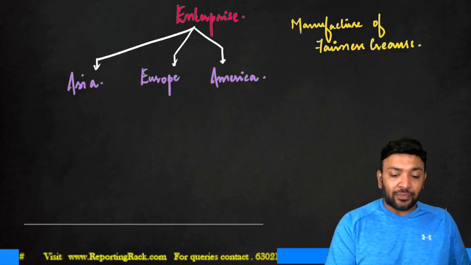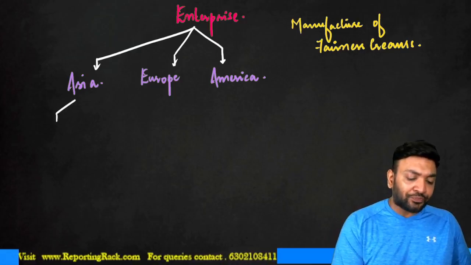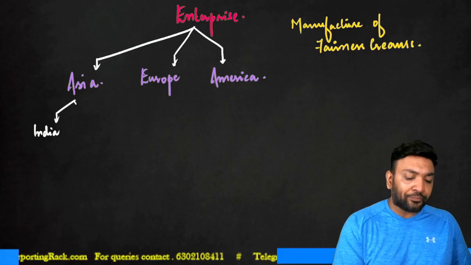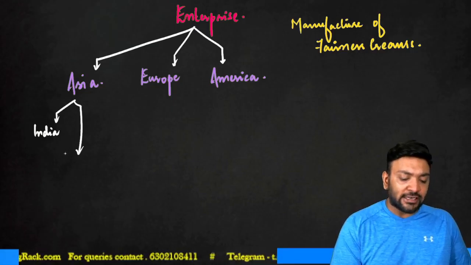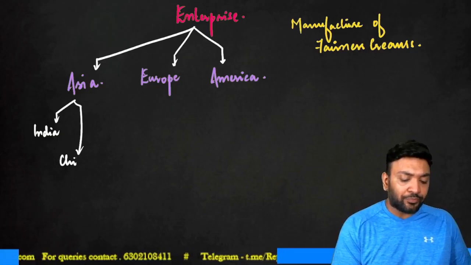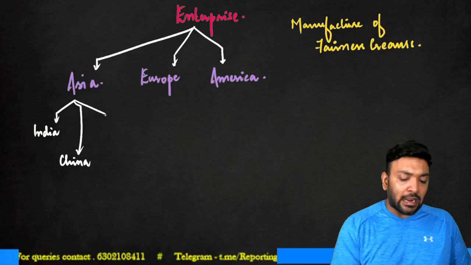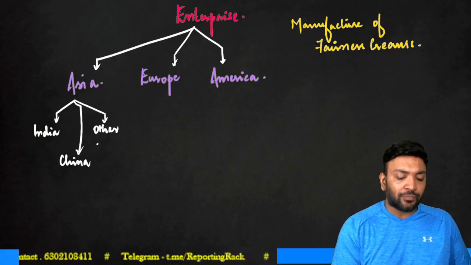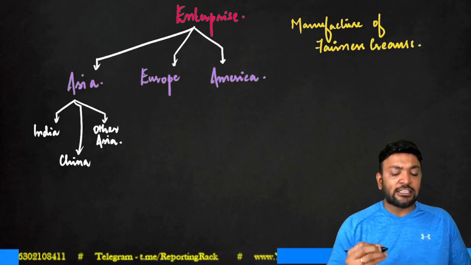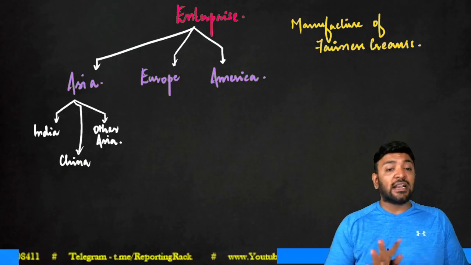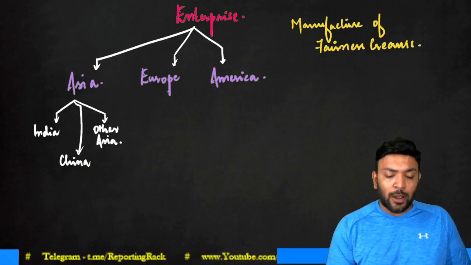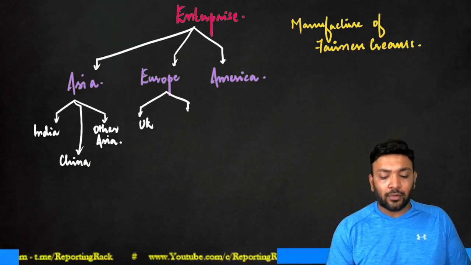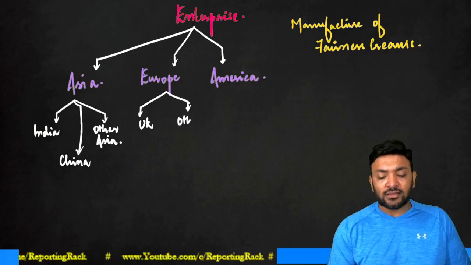I observe that under each operation, under Asia, I had operations in India, I had operations in China, I had operations in other Asian countries. I would have written Korea as well and Japan, but I don't have enough space, so I'm just writing other Asian countries. Europe, I had my operations divided into UK and other Euro countries.